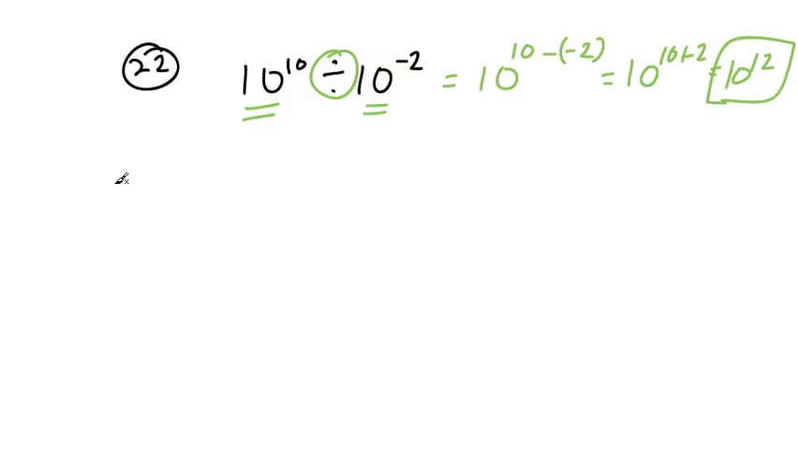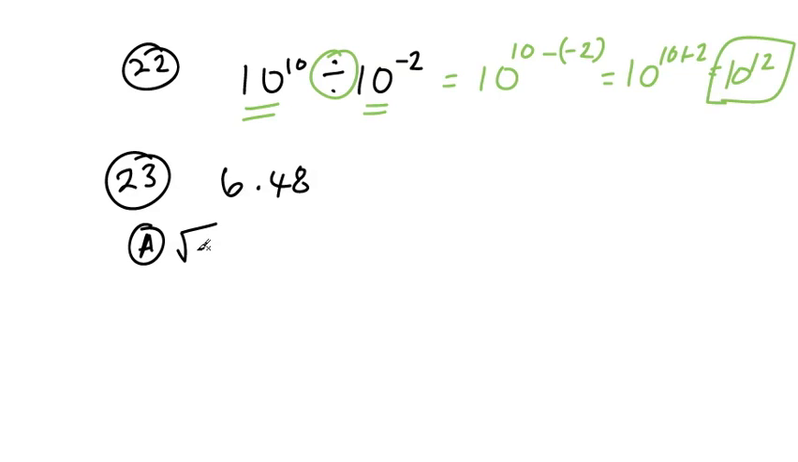Okay, let's take a look at number 23. 23 is asking us which square root is approximately equal to 6.48. Which square root is approximately equal to 6.48? And it says use your calculator. So one method that we could do is we could go through our calculator typing in the square root of 65 and see what it equals. We could do b, which is the square root of 4.2.